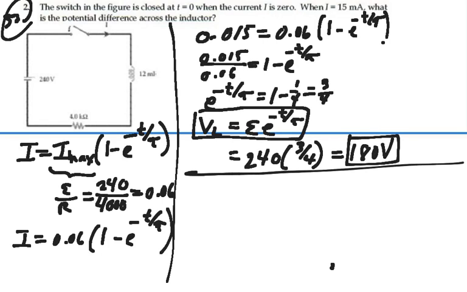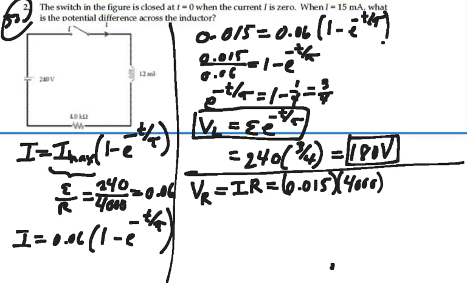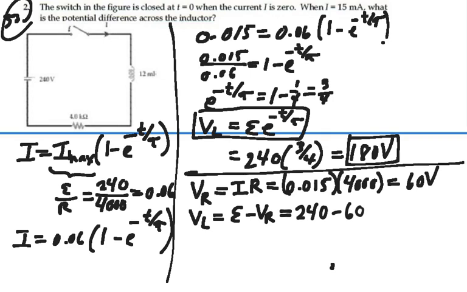There's a second way we can do this, and slightly shorter in this particular case. If we found the voltage across the resistor at this time, that would be the current times the resistance. And that would be 15 milliamps, 0.015 amps, times 4,000 ohms, and that is equal to 60 volts. By Kirchhoff's law, the voltage across the inductor should equal the voltage of the battery minus the voltage across the resistor. So that would be 240 volts minus 60 volts gives us 180 volts.